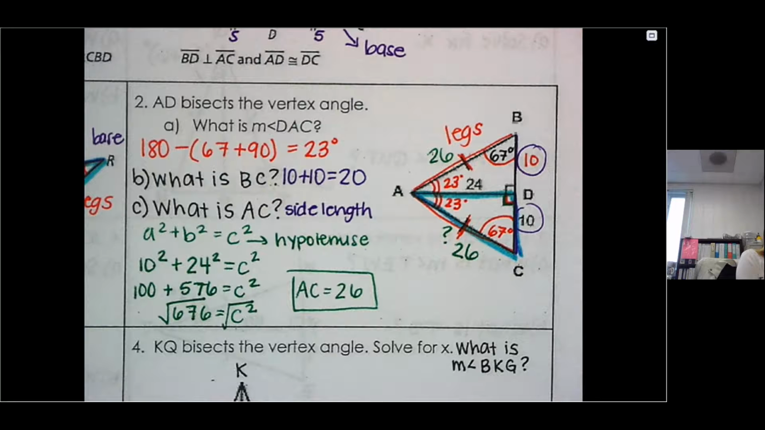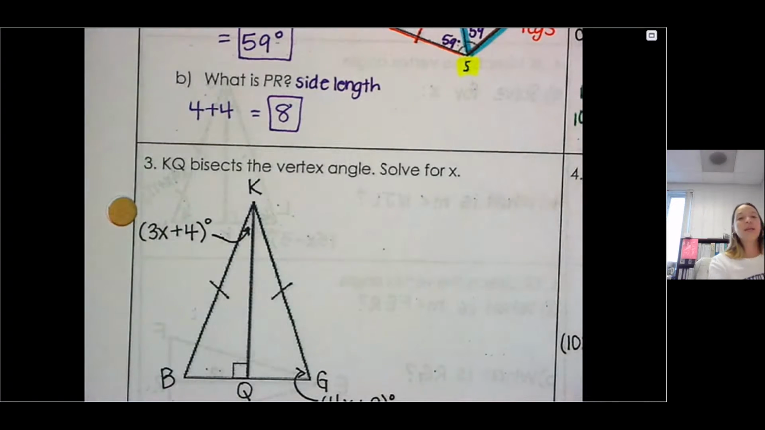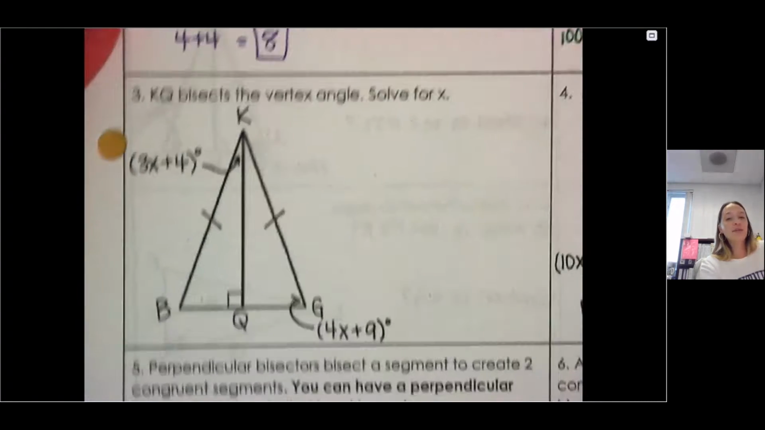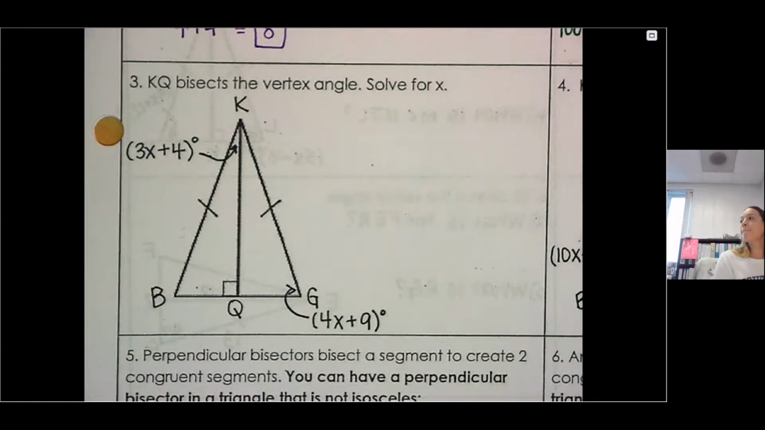Okay, number 3. Number 3 says K cubed bisects the vertex angle. Solve for x. So what can I mark in this picture? What's something that you see we can mark? Chelsea? You can mark the 3x plus 4 on the other side.